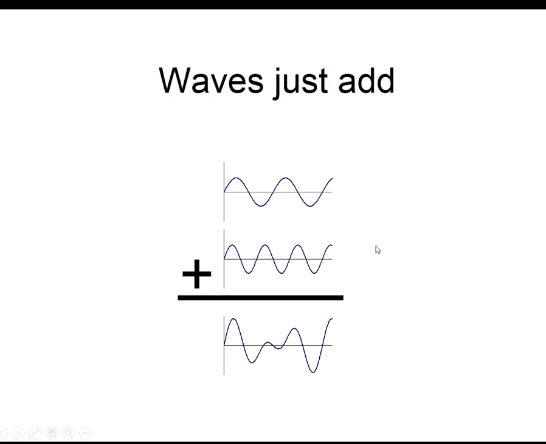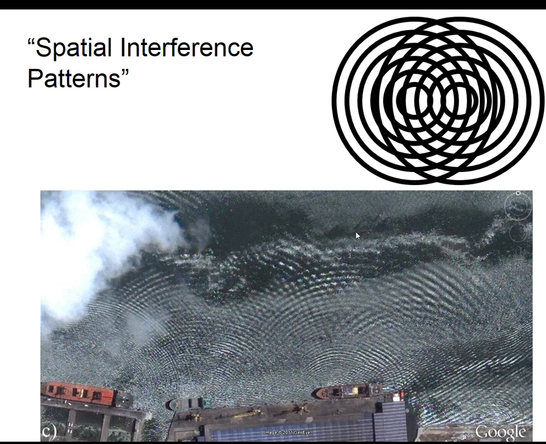So hopefully now you're beginning to understand what I mean when I say that waves just add. Now, that's temporal interference. So everything about beats is talking about interfering in time. But there's another way that waves can interfere, which is called spatial interference patterns.